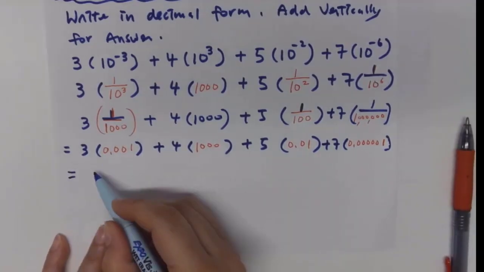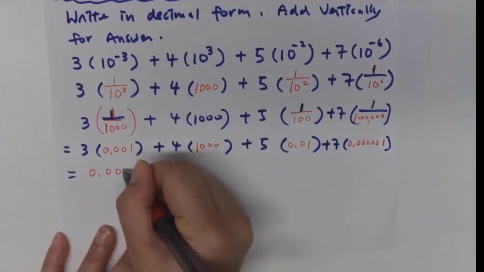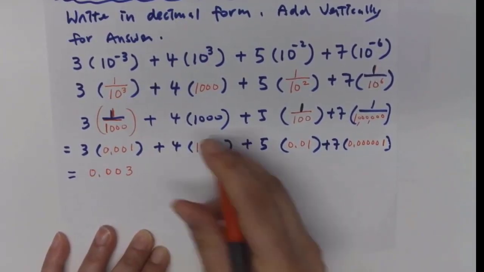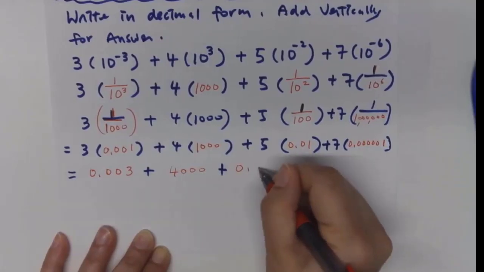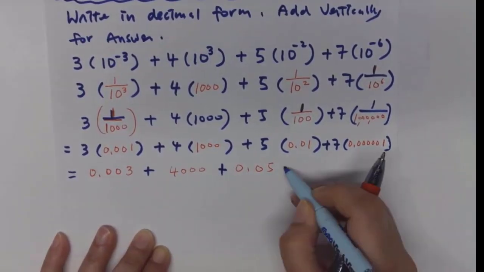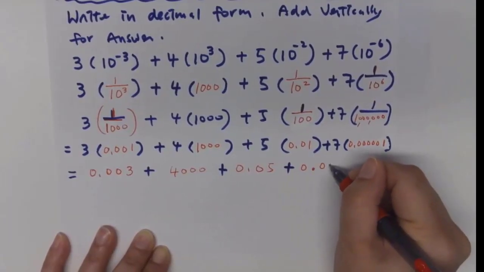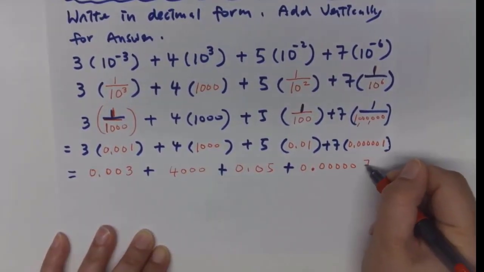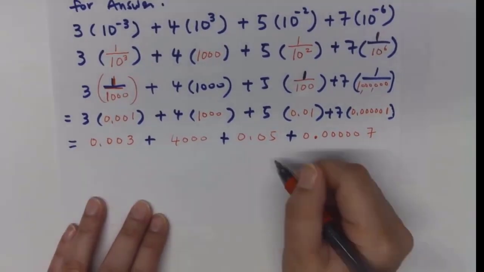So the first number, multiply, you have 0.003, adding 4,000, adding 0.05, adding how many zeros? 5 zeros, and then at this point I think we can add them up vertically.